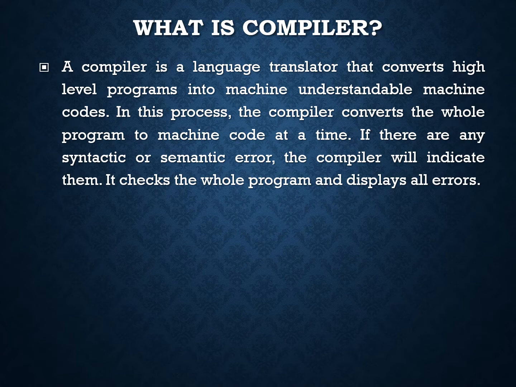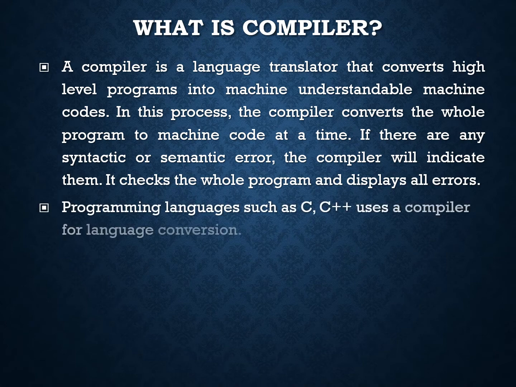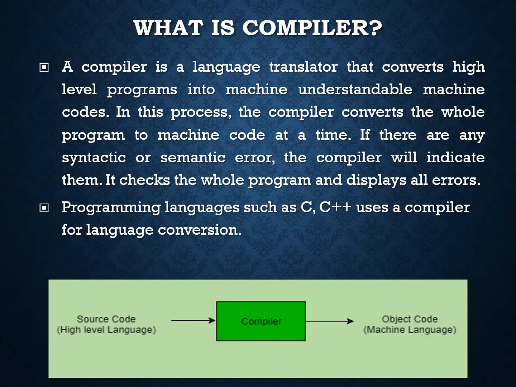If there are any syntactic or semantic errors, the compiler will indicate them. It checks the whole program and displays all errors. Programming languages such as C and C++ use a compiler for language conversion. We can see in the diagram that source code is being changed to object code for machine language by a compiler.